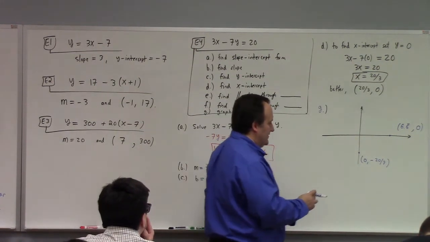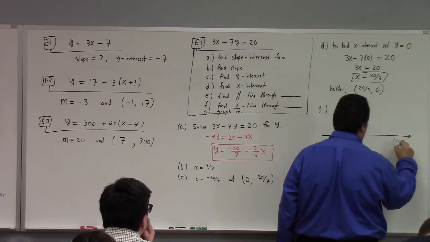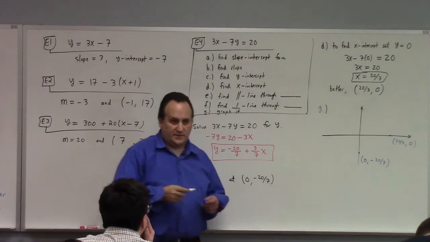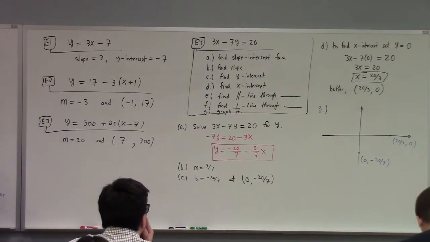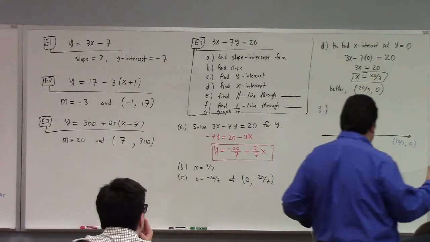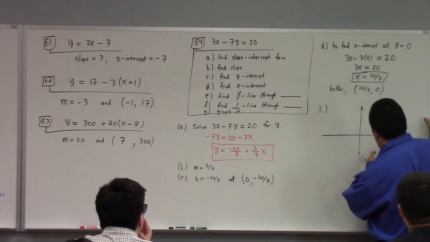So crudely speaking, it's these 2 points, right? And then you just need like a ruler to connect them, right? On the test, would you care that we use fractions, or do you want decimals? Fractions are good. Fractions are your friend.